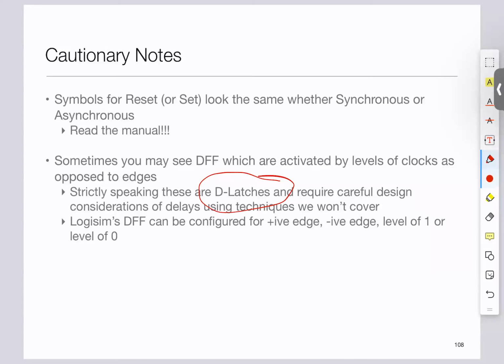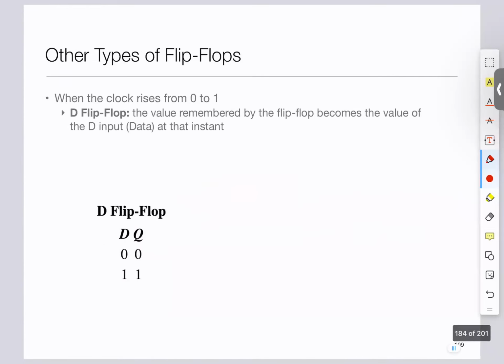Just a cautionary note again, Logisim D flip-flops can be set to be level sensitive also. So they are powerful. You can go to the clock input and you can say rising edge of clock or falling edge of clock or clock equal to 1 or clock equal to 0. I have not talked at all about how to design using these. They require some more thought and care.